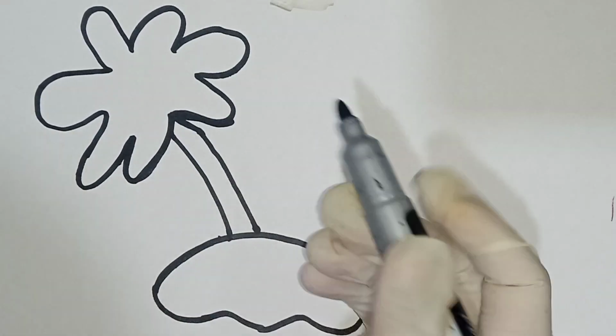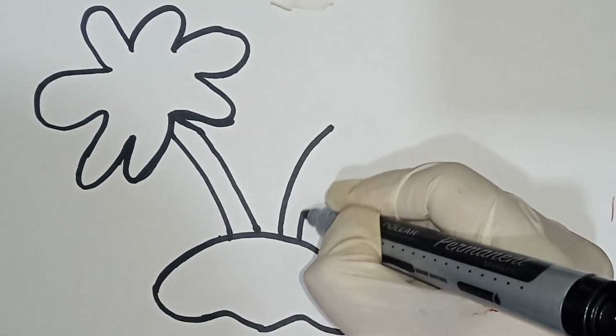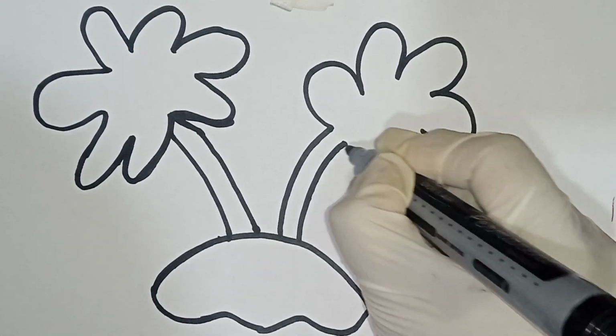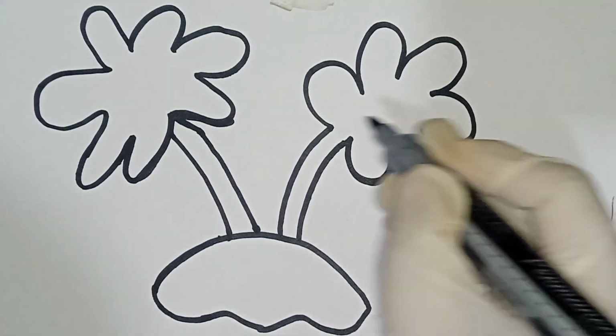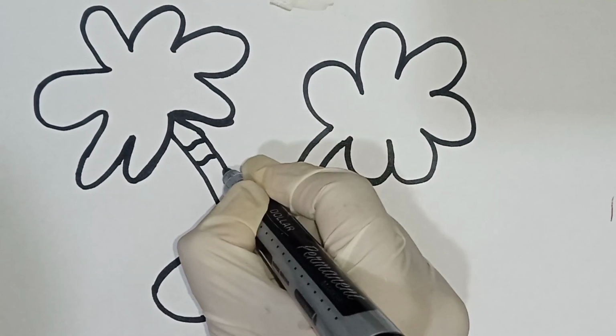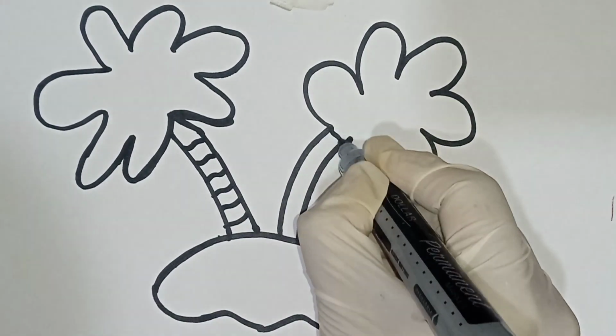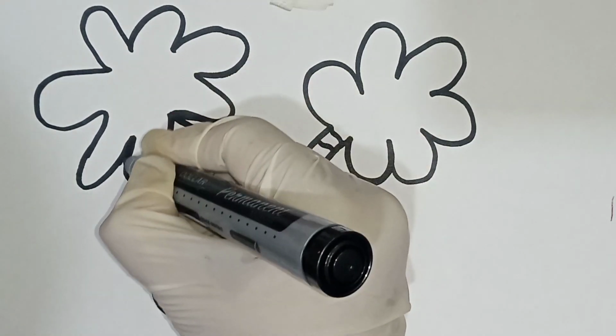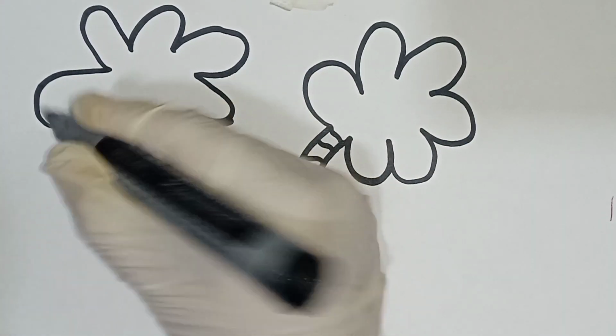Begin by sketching the outline of your island using light pencil strokes. Add gentle curves to represent the shoreline, giving your island a natural look. Draw a few palm trees scattered across the island, varying their heights and angles.